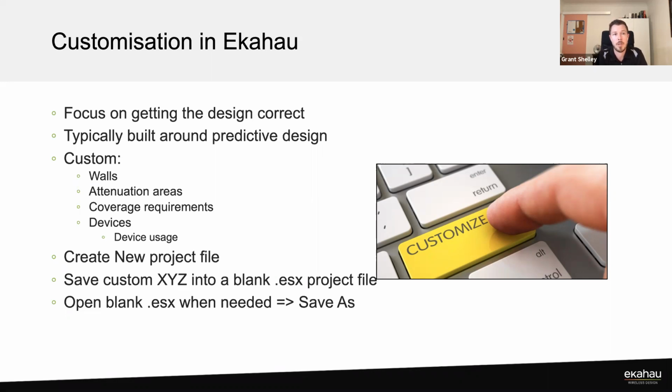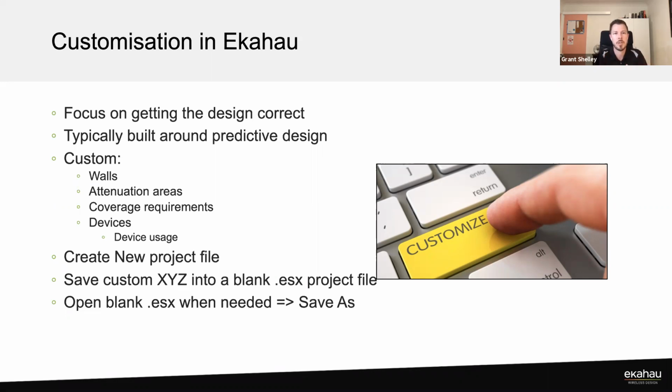But you can also customize attenuation areas. You can customize coverage requirements, devices, so specific devices outside of the standard ones included with the tool, as well as device usage. So what is the device actually doing on the network as well? Is it streaming video? Is it just associated to the network? Is it running voice calls? Things like that.